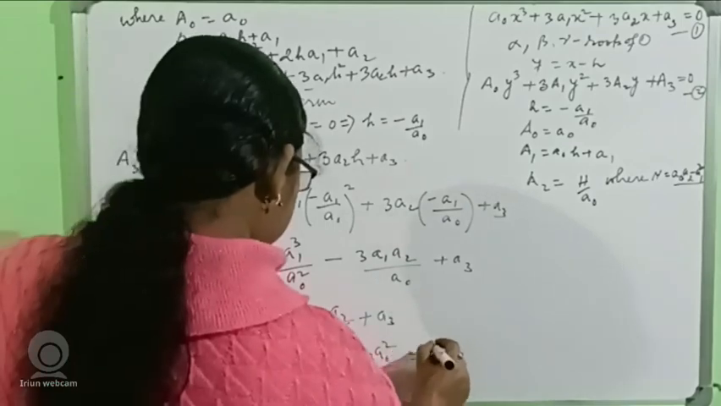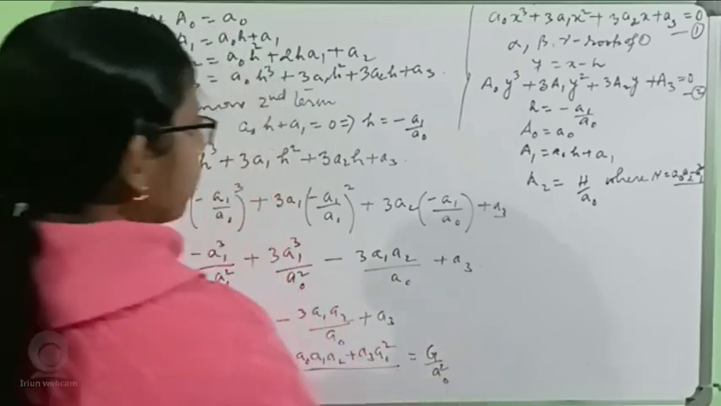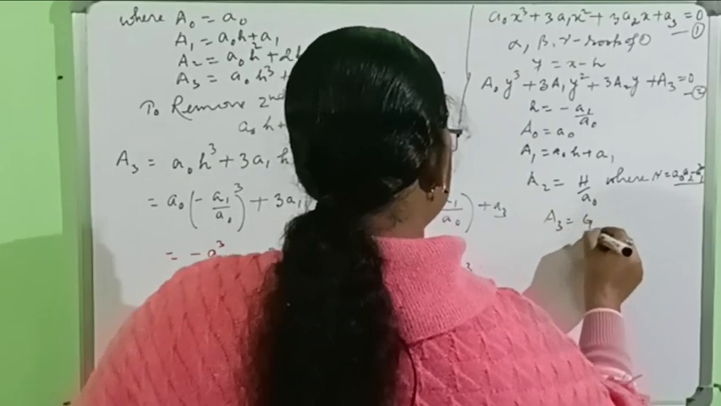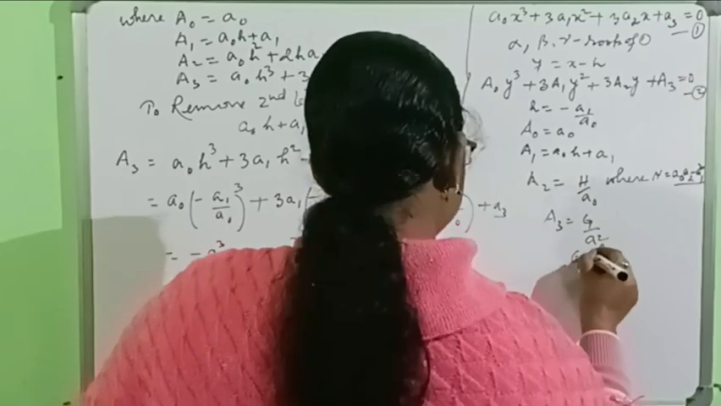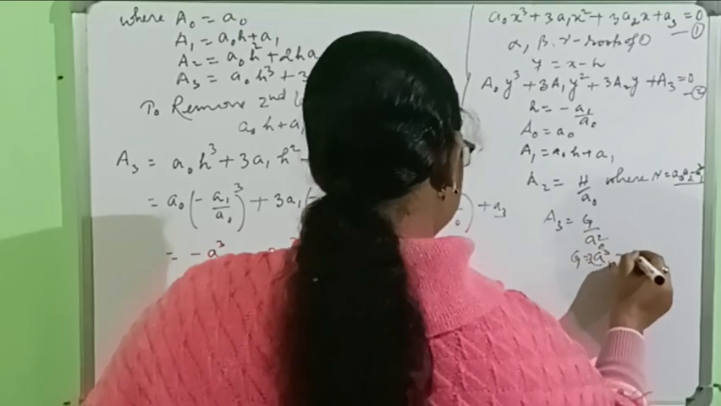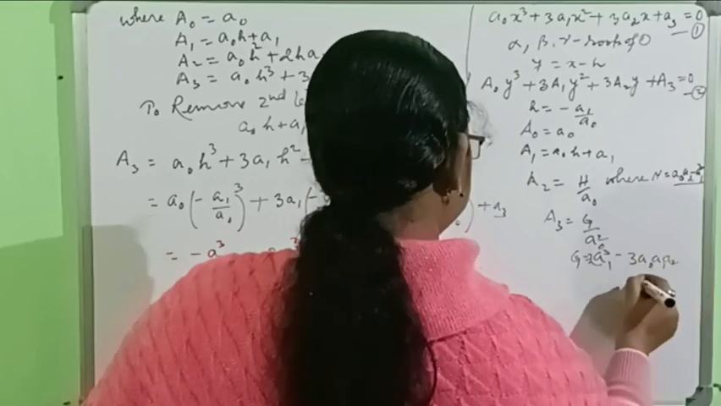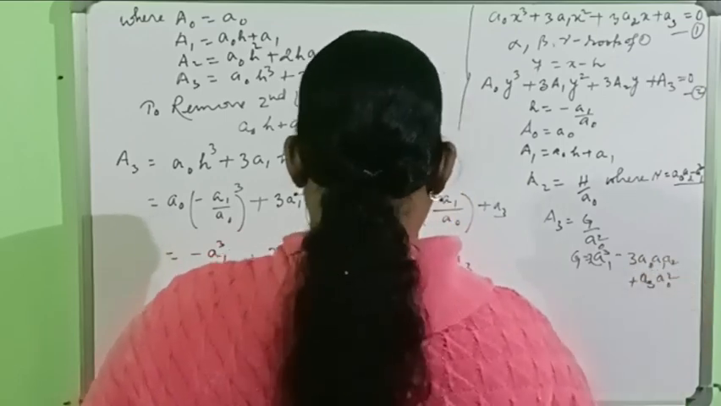This is my z by a naught square. So write this: a3 is equal to z by a naught square, where z is my 2 a1 cube minus 3 a1 a2, plus a3 a naught square.